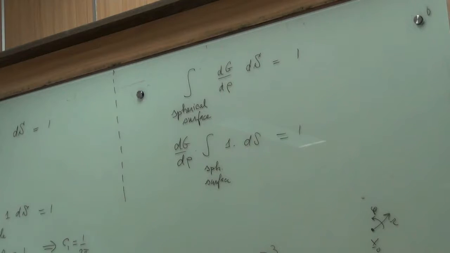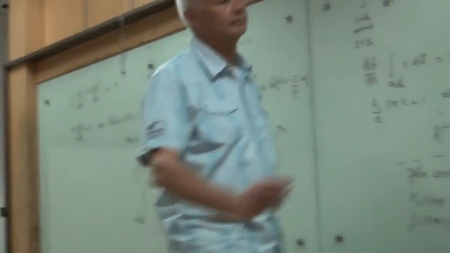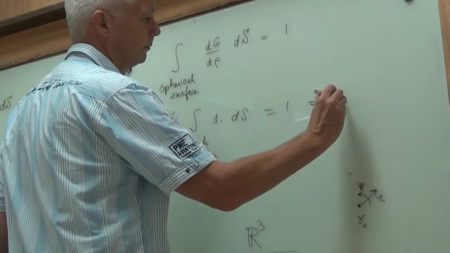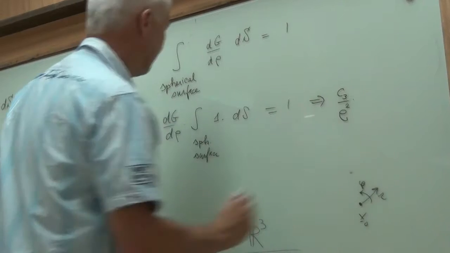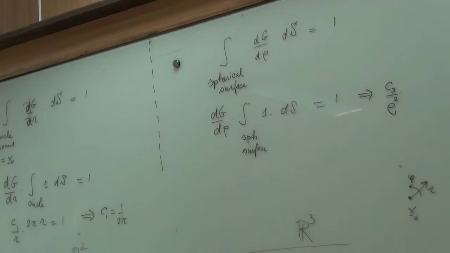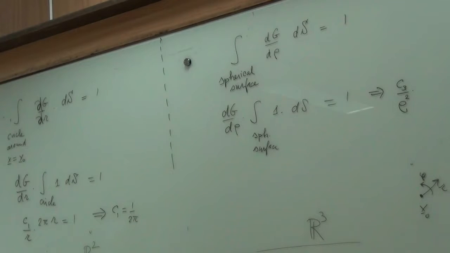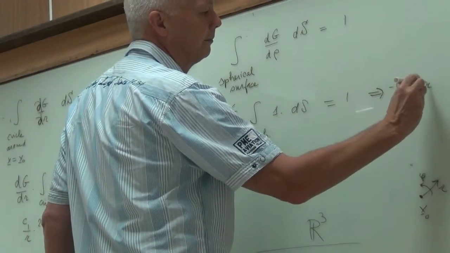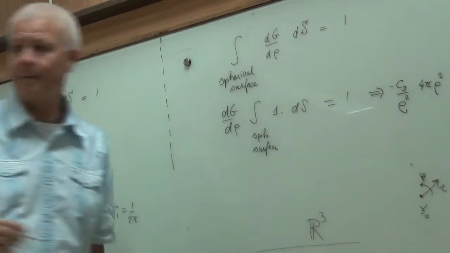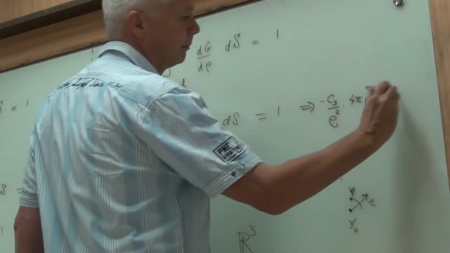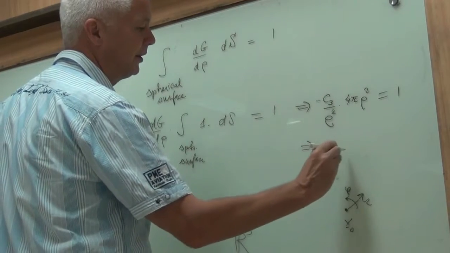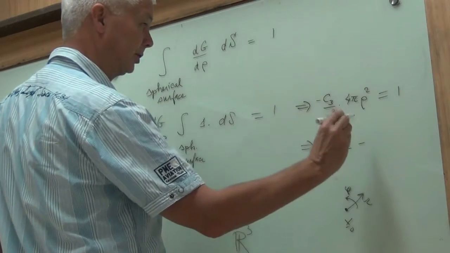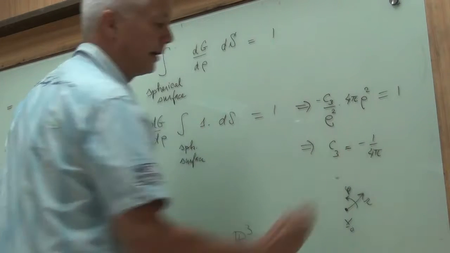Well, what is dG/dρ? It's still here, C3 over r squared. And then this integral is equal to, got to write down here a minus sign, 4 pi ρ squared. And that should be equal to 1. So that implies that my C3 is equal to minus 1 over 4 pi.